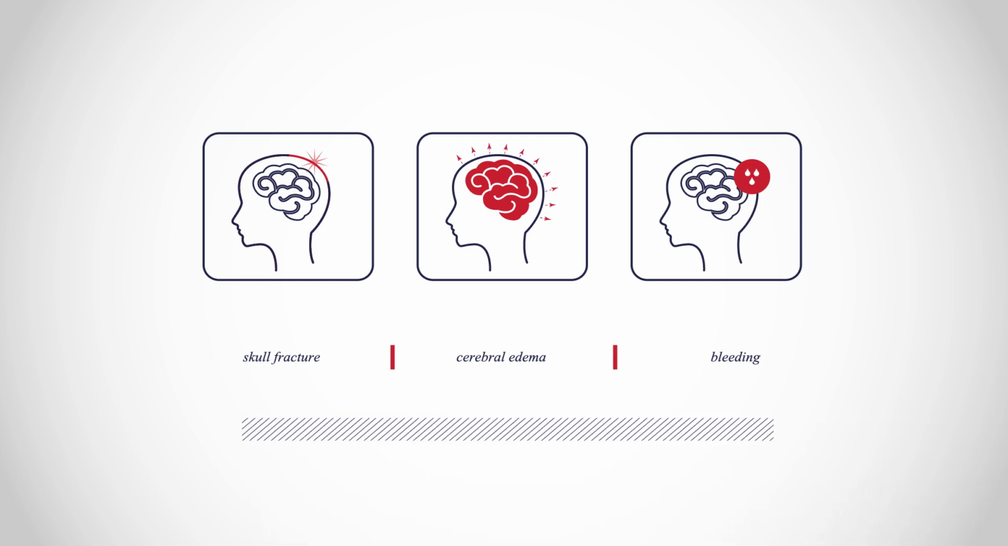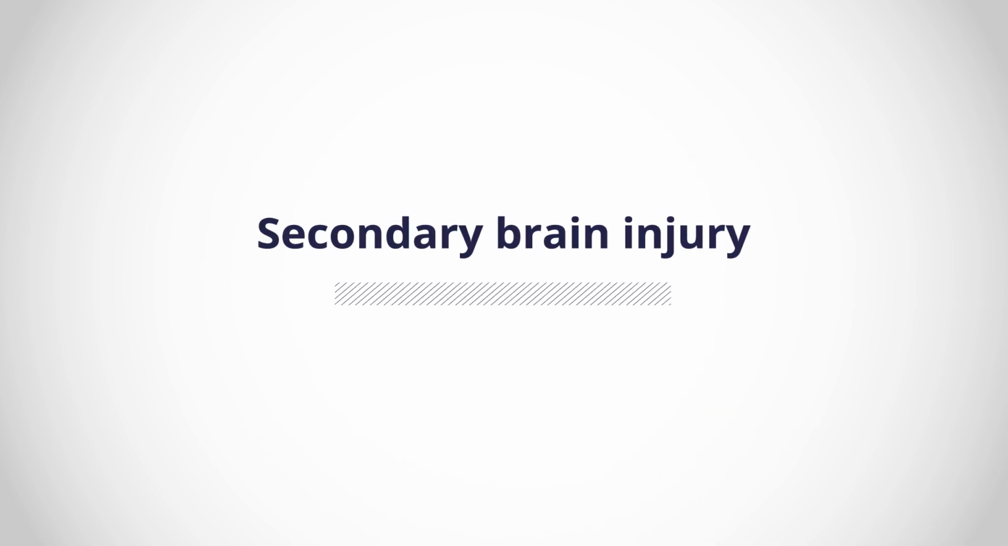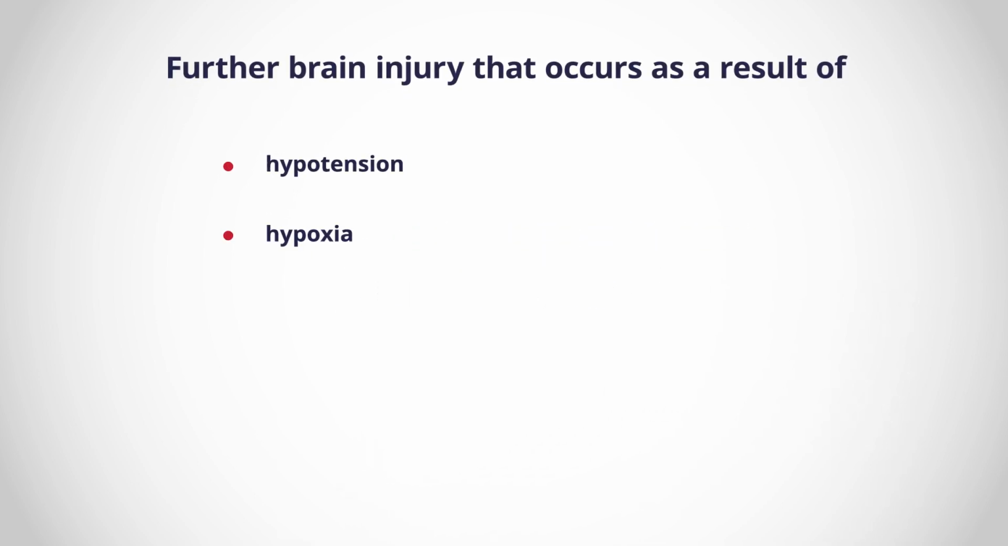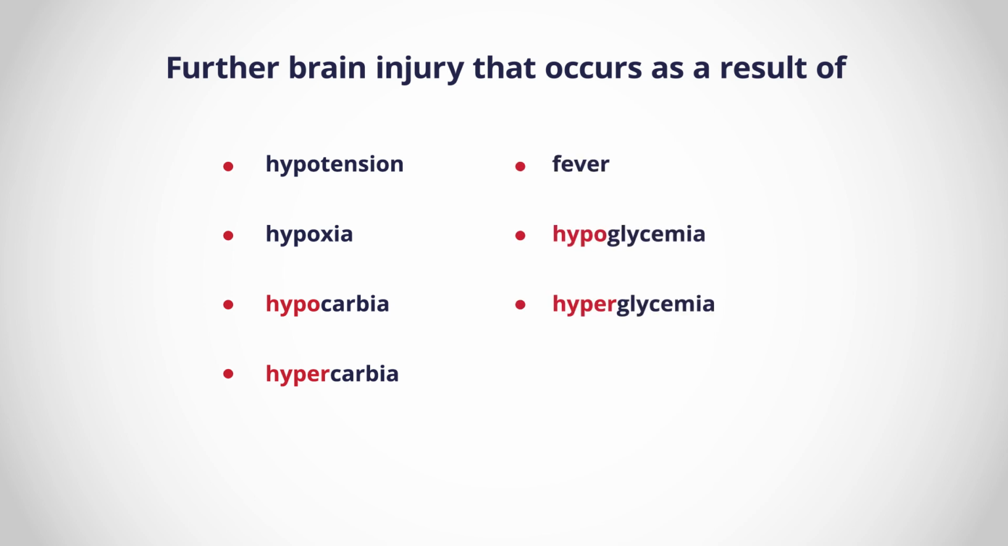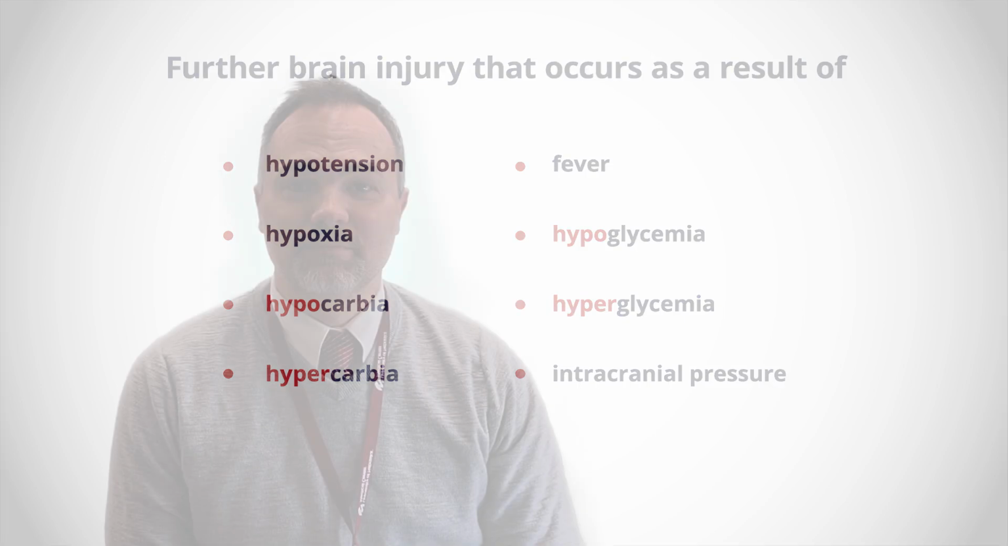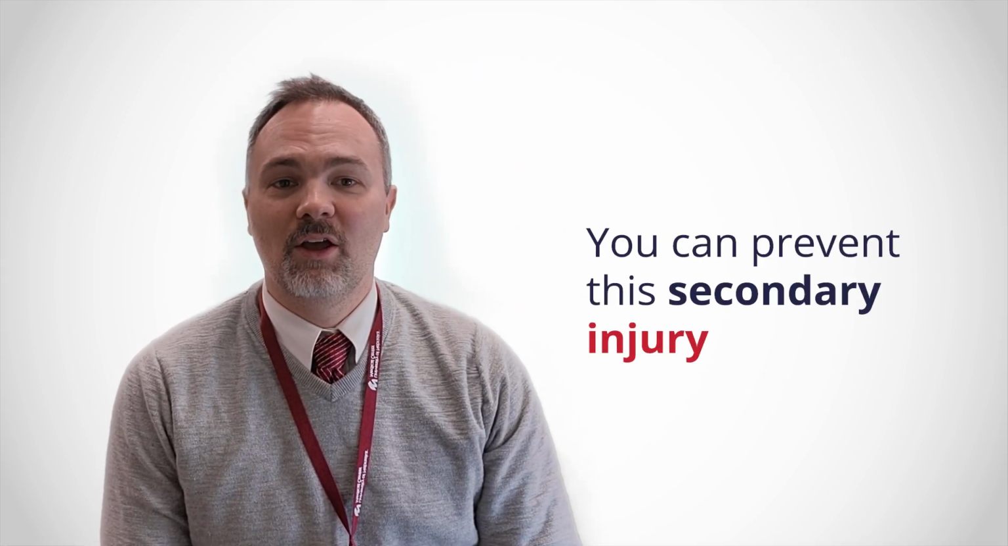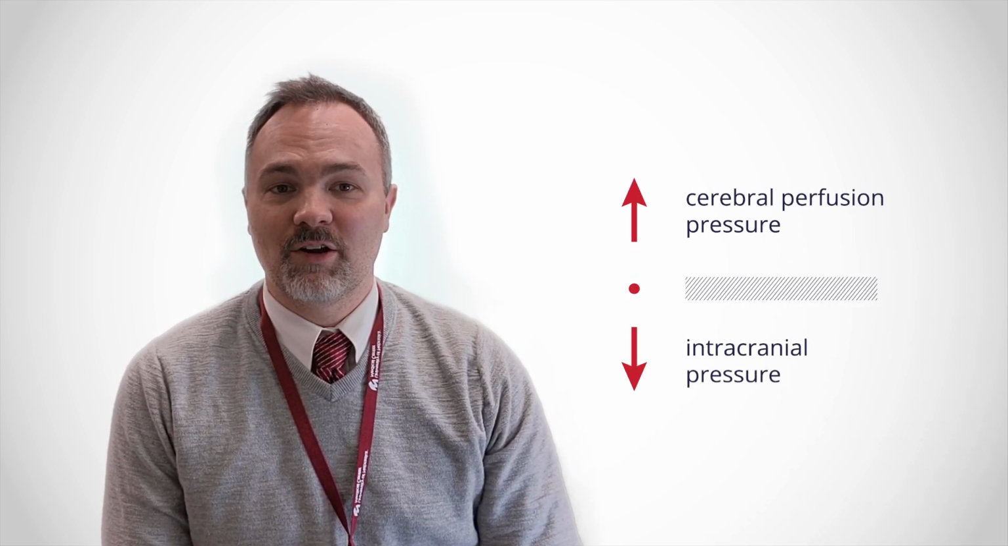Now that we've discussed assessing and stabilizing the patient, let's talk about secondary brain injury. Secondary brain injury is further brain injury that occurs as a result of hypotension, hypoxia, hypocarbia, hypercarbia, fever, hypoglycemia, hyperglycemia, or intracranial pressure. As the anesthesiologist, you can prevent this secondary injury. Your goals during the anesthetic are to optimize cerebral perfusion pressure and to control intracranial pressure.